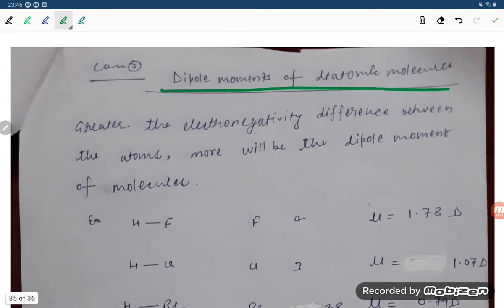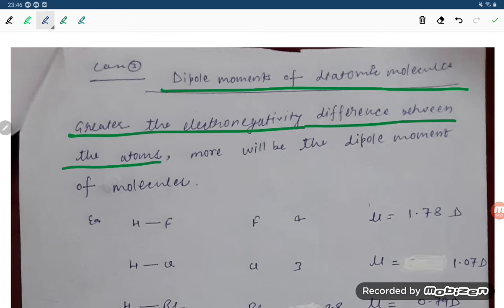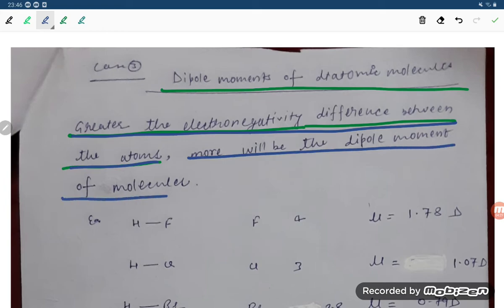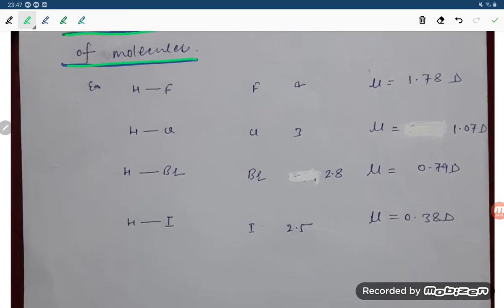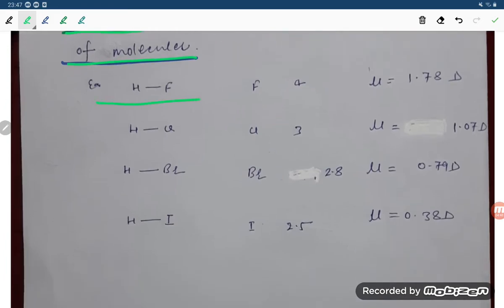Next one: what is the dipole moment of a diatomic molecule? The greater the electronegativity difference between the atoms, the more will be the dipole moment of the molecule. Now, what about HF?